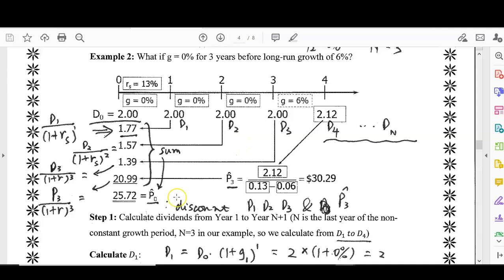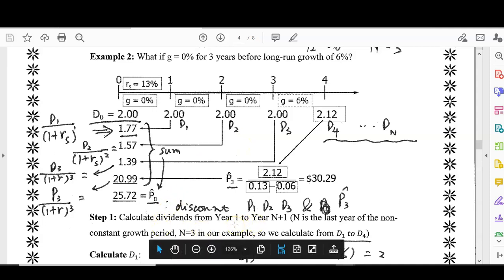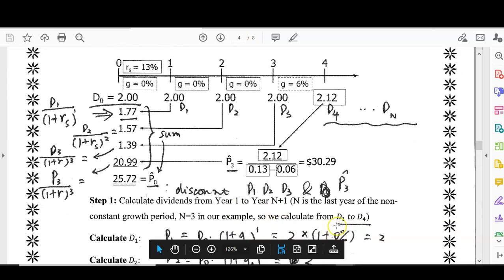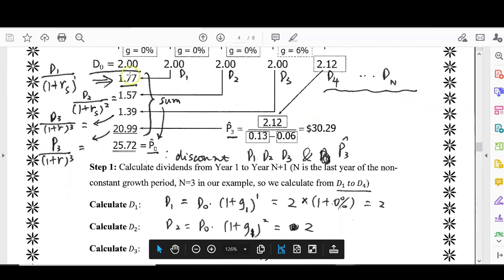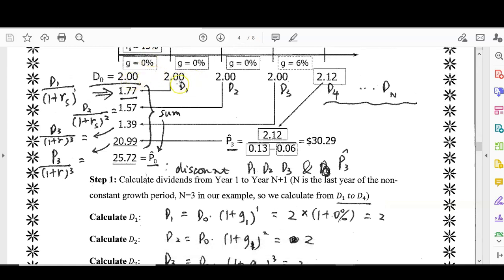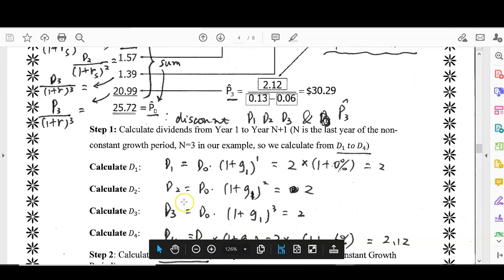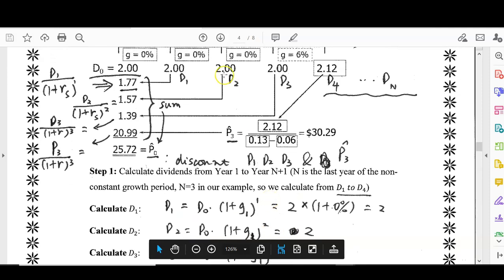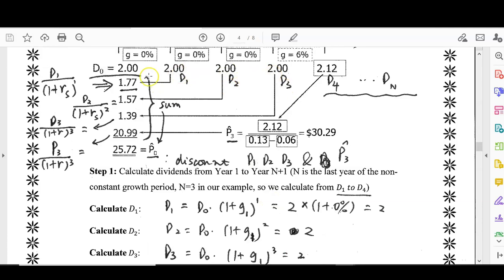Okay, so step 1, we need to calculate dividends from year 1 to year n plus 1. So in this case, we need to calculate from D1 to D4. Okay, n is 3, so we calculate D1 to D4. For calculating D1, it is D0, $2, multiplied by G1. So we have $2, okay, 0% growth rate in the first stage, so the dividend does not change. Same applies to D2 and D3. D1, D2, D3 are all $2 because our growth rate in the first 3 years is 0%.